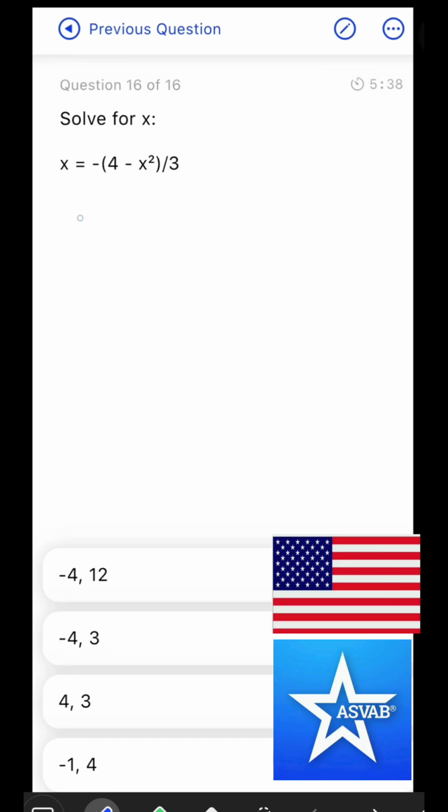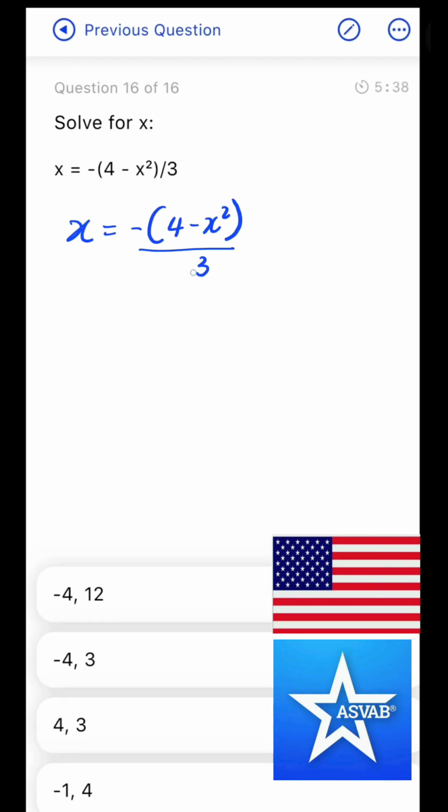Solve for x. So we are given x equal to minus into the bracket of 4 minus x squared, all divided by 3. Now to solve for the value of x, the first thing we need to do is to eliminate the fraction. So we are going to cross multiply. This 3 is going to multiply by x. We are going to have 3x, which is going to be equal to, so here there's nothing, so we just copy negative into the bracket of 4 minus x squared. So what we're going to do is to open this bracket. We're going to remove the bracket by using this negative to distribute into the bracket.